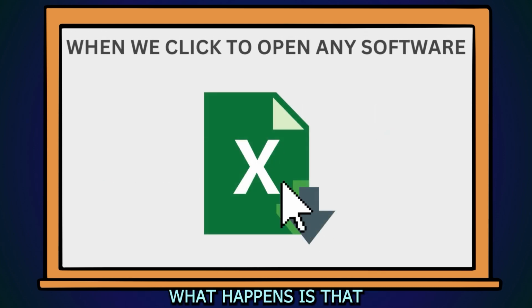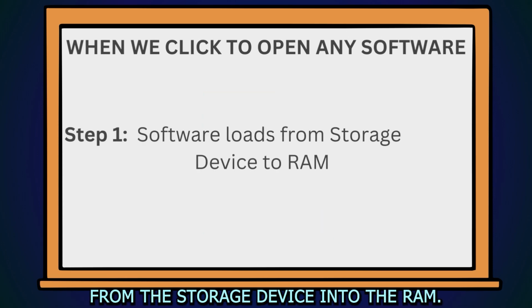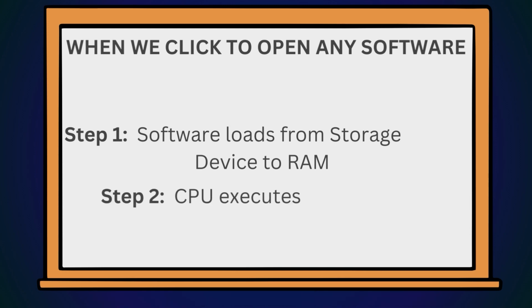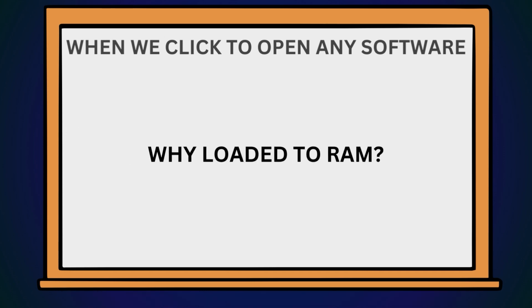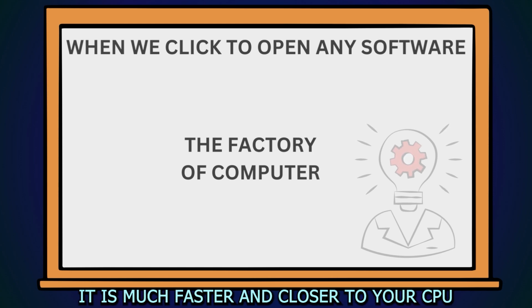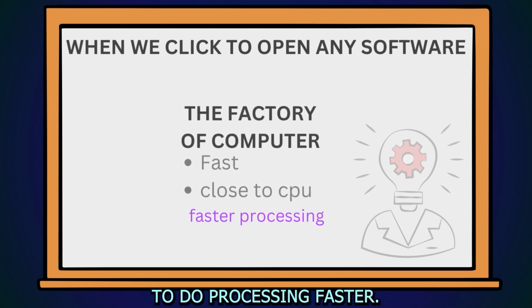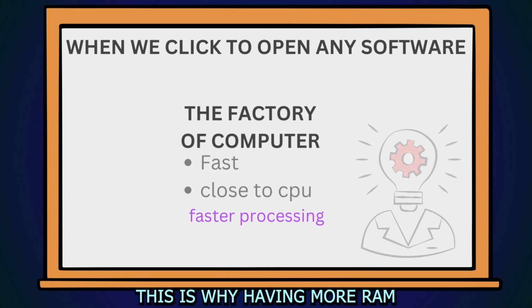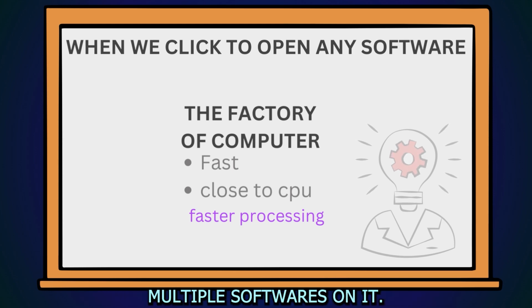Now listen carefully as you will need this knowledge for your entire life. What happens is that when we open any software, it is first loaded from the storage device into the RAM. Again, the question is why it is loaded in the RAM? Well, RAM is like the factory of your computer. It is much faster and closer to your CPU than normal storage. This allows your system to do processing faster. This is why having more RAM can often make your system feel smooth, especially when you are running multiple software on it.